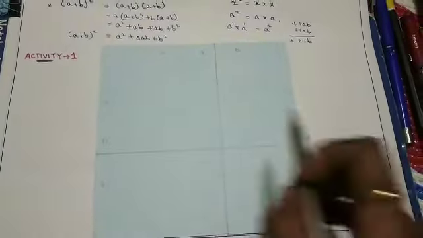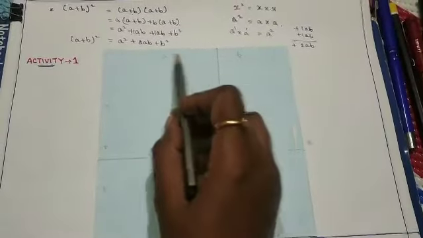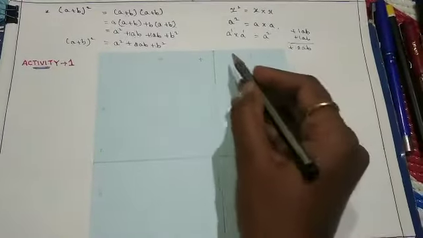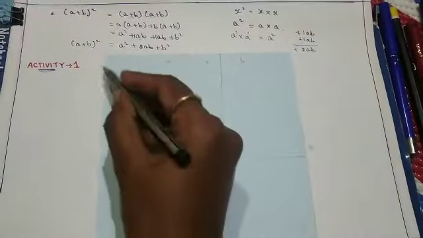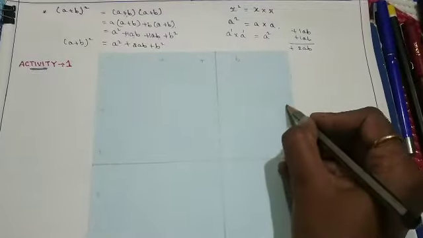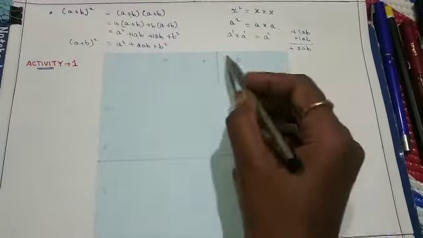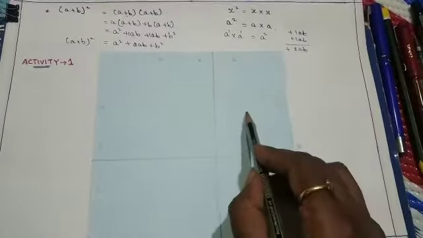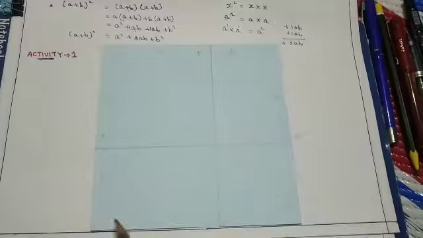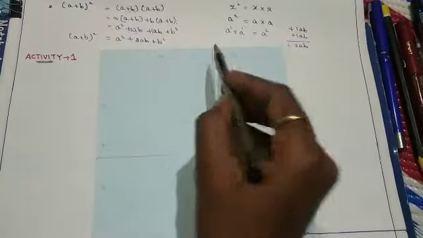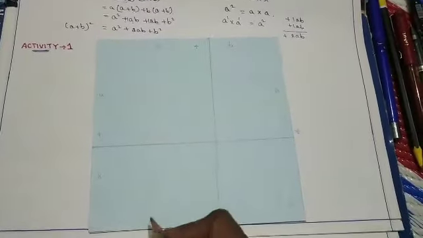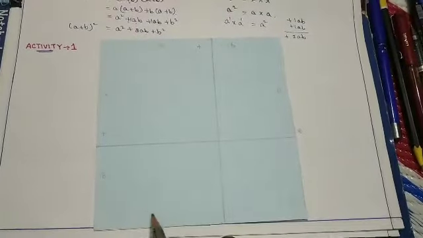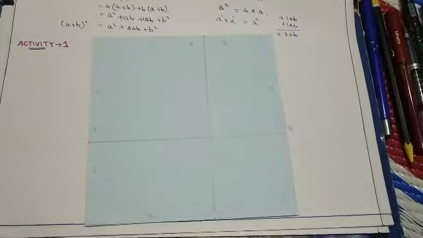Here the first part is in the form of a square. The second part: if this is B, then what is this length? The length is A. Then A and B are two different dimensions, therefore this is called a rectangle. And what is this length? The length is A. So A and B, two different dimensions are there, therefore this is called a rectangle.